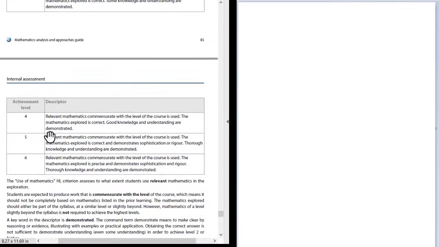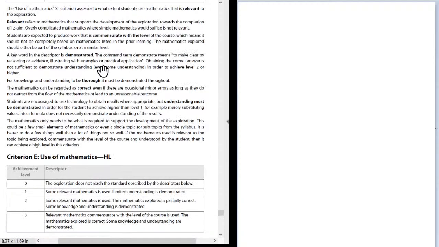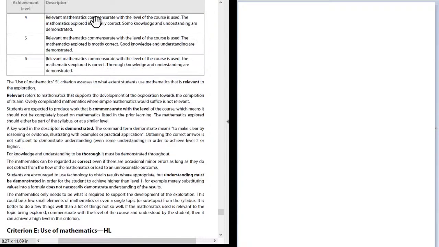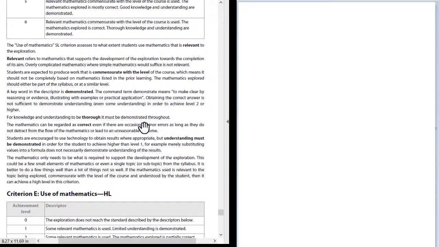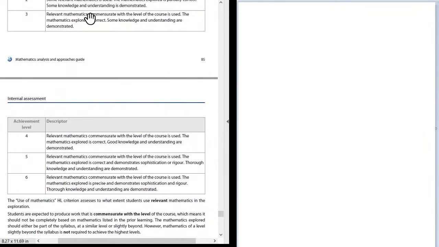So HL says level 5. Remember in the previous case, level 6 was mostly correct; partially correct is correct, and correct is errors, right? So at the HL level, correct is level 3. The mathematics explored is correct. Some knowledge and understanding are demonstrated. So it's not partially correct, it's correct. It starts at level 3, and you just build upon it.